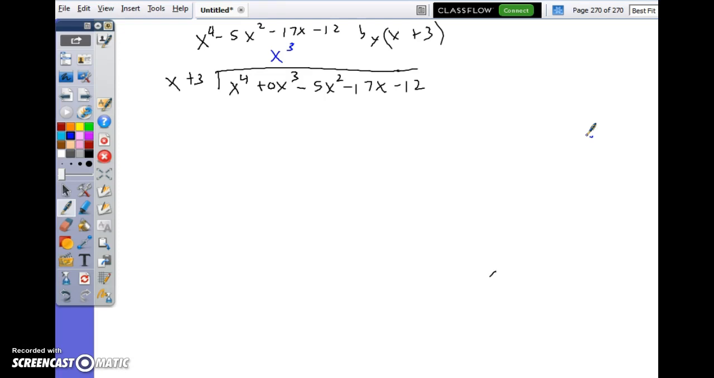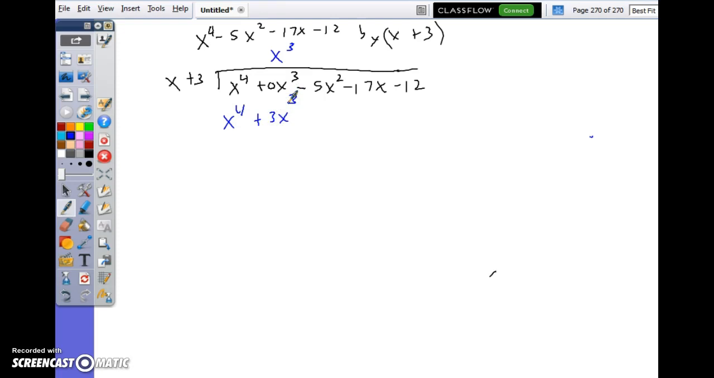We did the same thing here. X cubed times x plus 3. What's x cubed times x? X to the fourth. What's x cubed times 3? 3x cubed. Now, this is the step I'm most likely taking points away on.